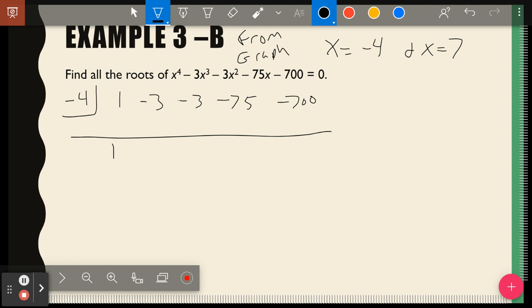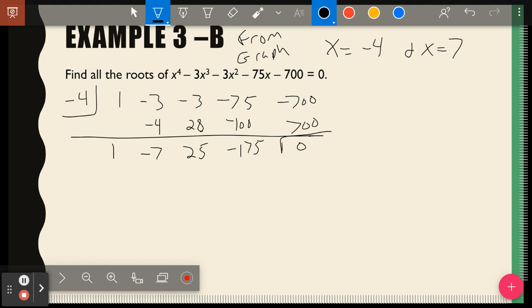1 drops straight down, times by the box, add, times by the box, add, times by the box, it should be negative 100, add, times by the box, add. And again, you could have done it with 7. I did it with negative 4.